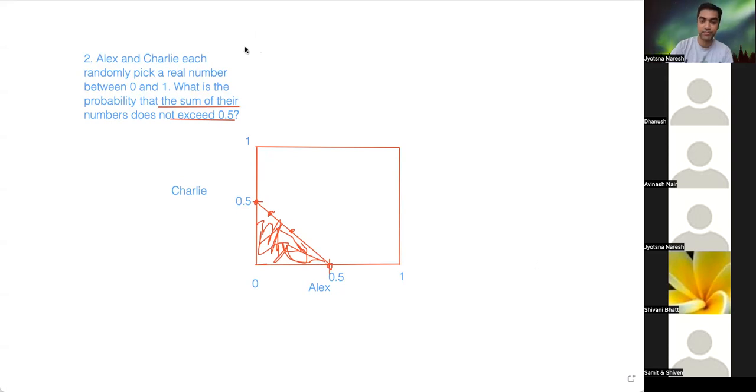Good, 1/8. Why is it 1/8? Because a quarter of the square is like a miniature square and it's half the square because it's a triangle. So. Good. Yeah, that's correct.